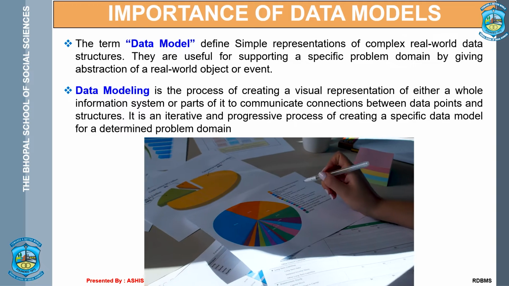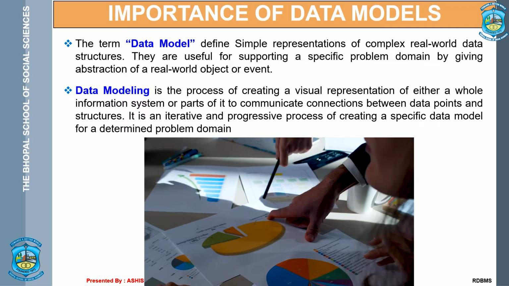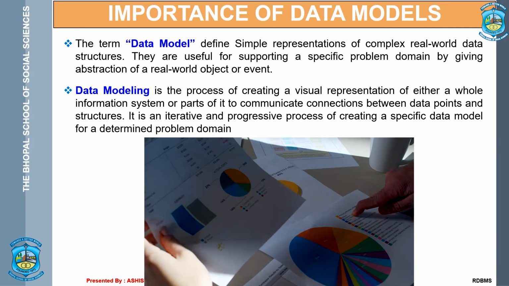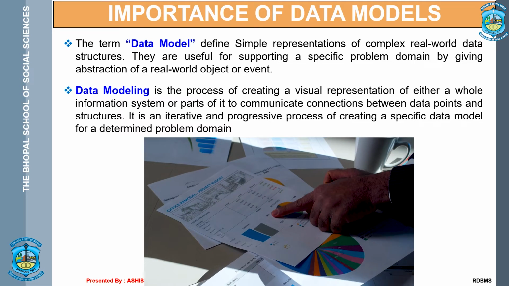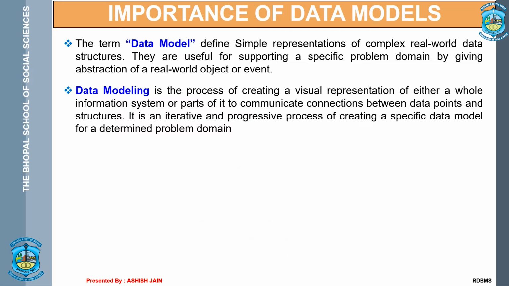So it creates a visual representation of either the whole information or, in parts, we can represent information, and we should have connections between various data points as well as the different data structures. And it is also an iterative and progressive process. That means we move on in steps, in iterations, and we progress from one stage to the other.